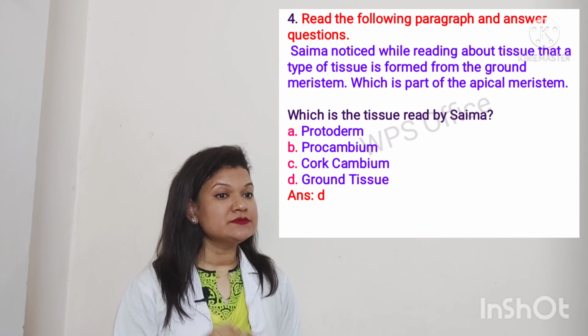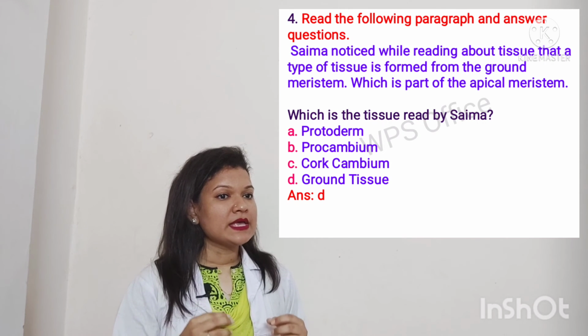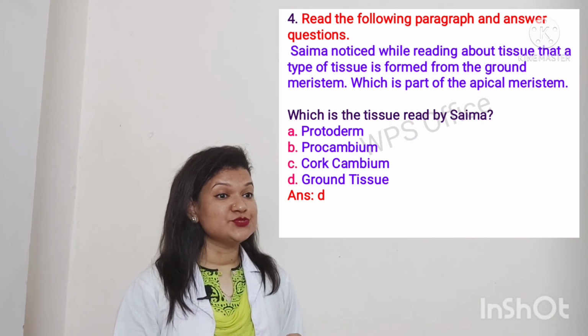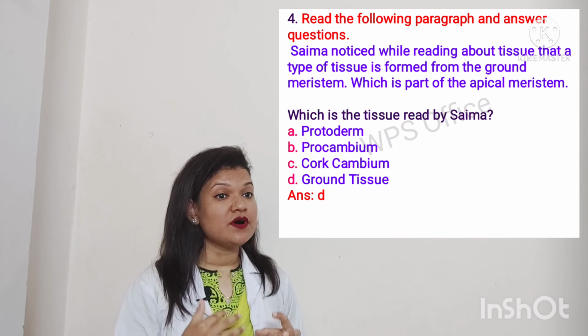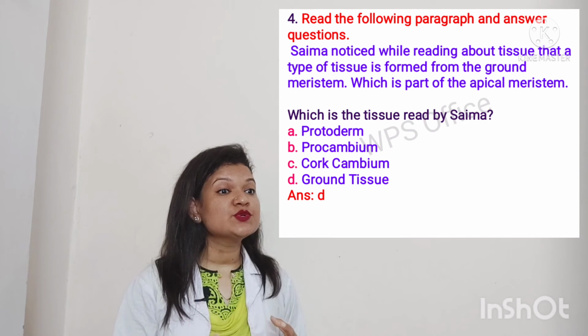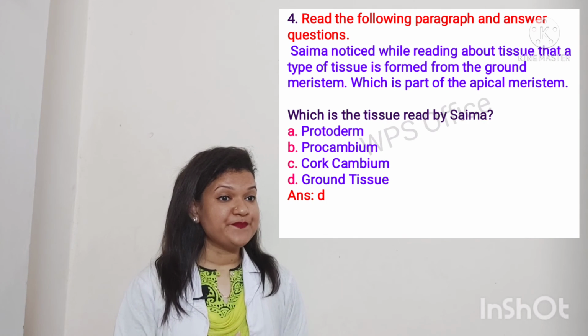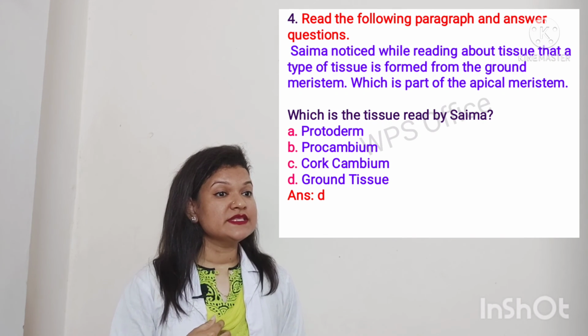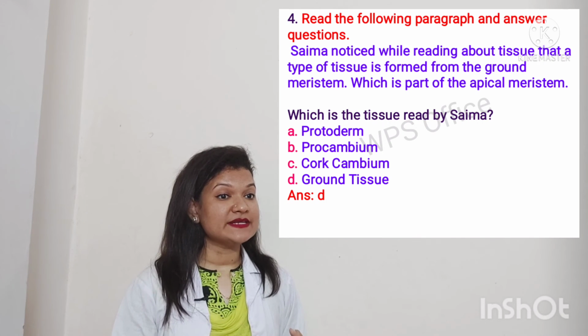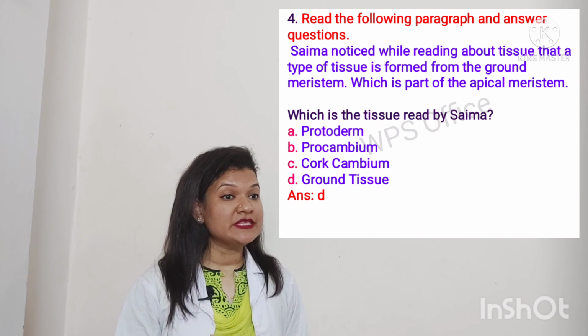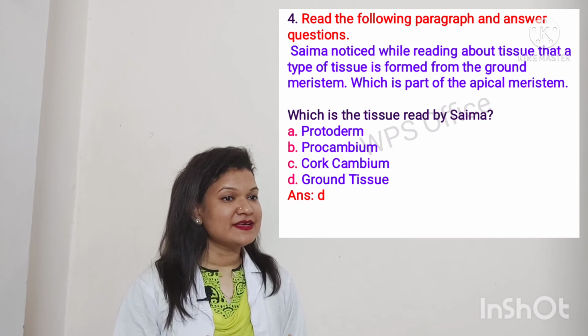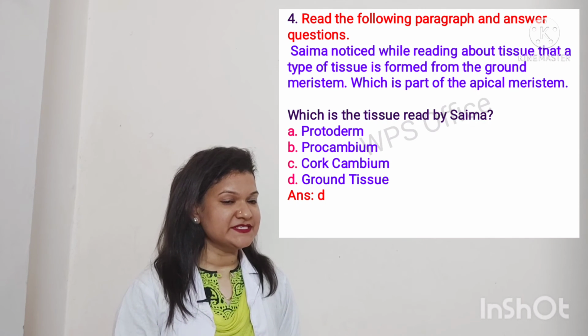Now I will go to what is ground tissue. Ground tissue is a plant tissue other than those of the dermal tissues and the vascular tissues. It arises from the ground meristem. It fills in the soft parts of the plants such as cortex, pith, pericycle, etc. and it originates from the periblem of the apical meristem.